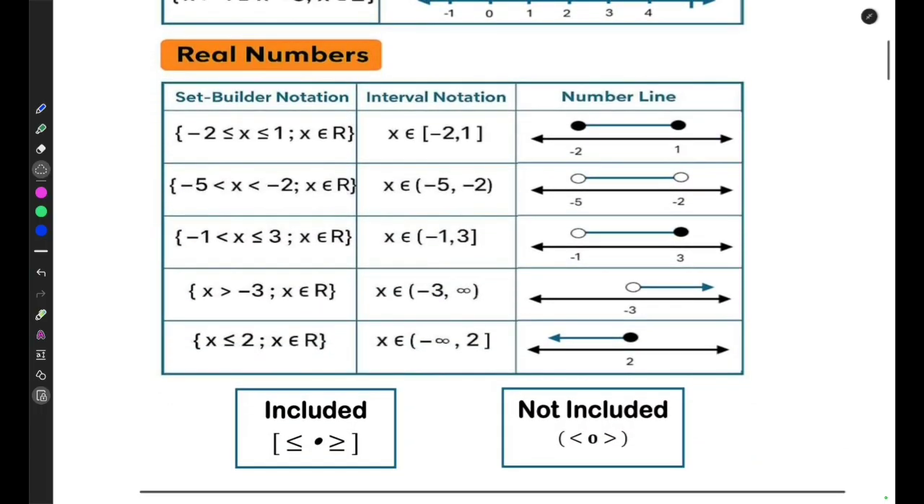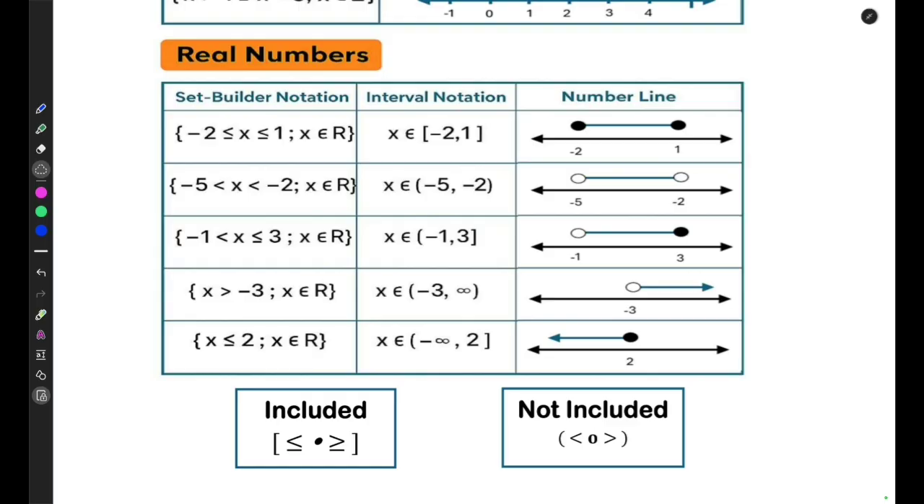Now we're going over to real numbers. Integers do not include decimals, so I only need to make dots on the actual numbers. But with real numbers, remember that's 0,1, 0,01, 0,001. I can never put a dot on all of the decimals. So therefore I draw a line between them, which means I'm including everything between these two numbers.